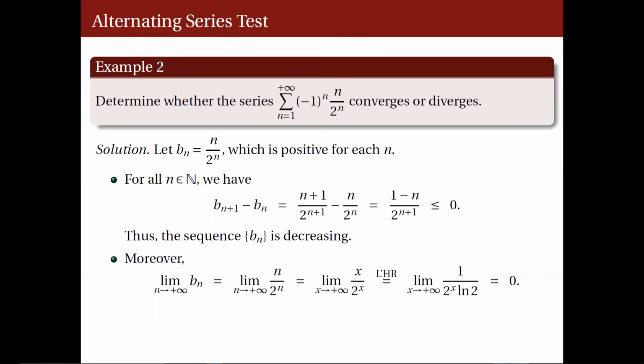Sa mga examples natin so far, nagkataon na decreasing si b sub n, kaya ultimately decreasing din ito. Kung sakaling hindi decreasing si b sub n for all n, pwede pa rin natin ipakita na ultimately decreasing ito after some value of n. So again, for this case, by alternating series test, convergent itong series.